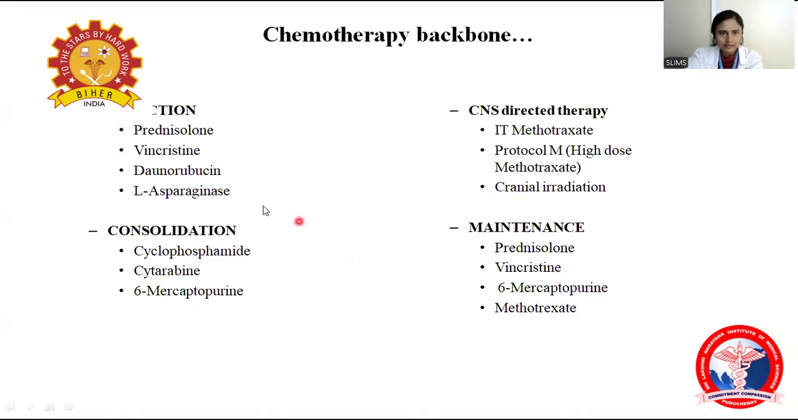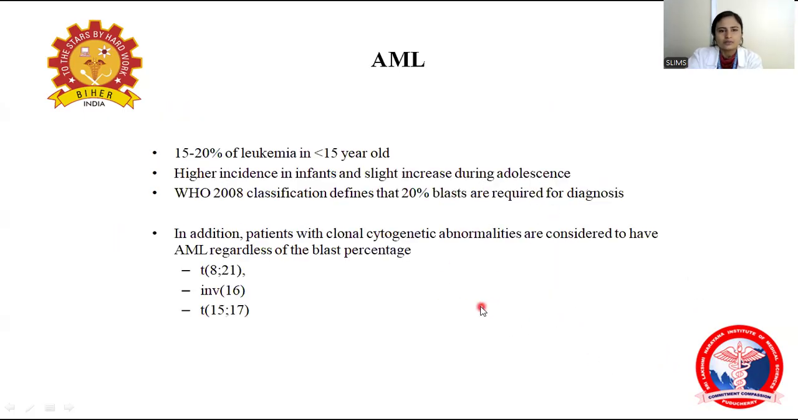These are the drugs used in the induction phase: prednisolone, vincristine, daunorubicin, L-asparaginase. L-asparaginase is mostly used in children, not in adults, because of the side effects. These are the drugs used in the consolidation phase: cyclophosphamide, cytarabine, 6-mercaptopurine. If it is CNS-directed therapy, then we will use intrathecal methotrexate and protocol M, that is high dose methotrexate, and cranial irradiation. In the maintenance phase, we will use prednisolone, vincristine, 6-mercaptopurine, and methotrexate. So this is the ALL.